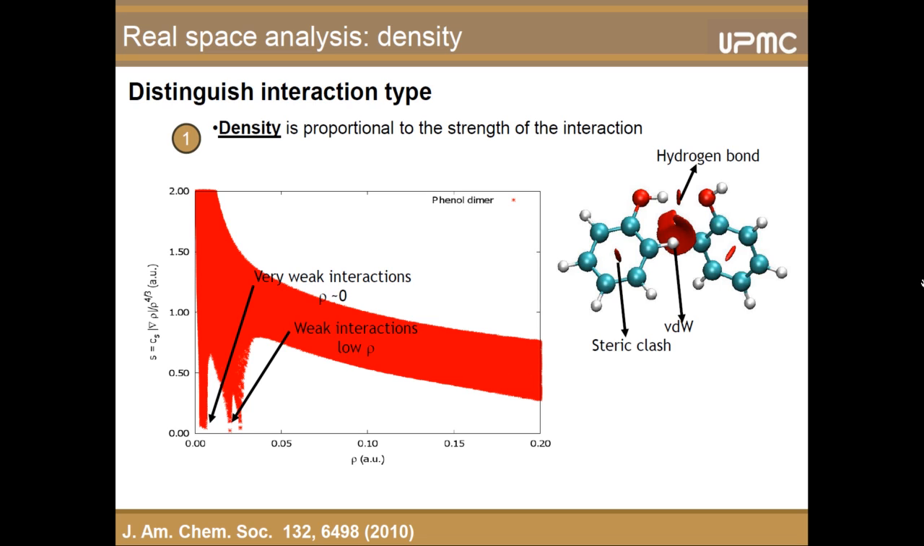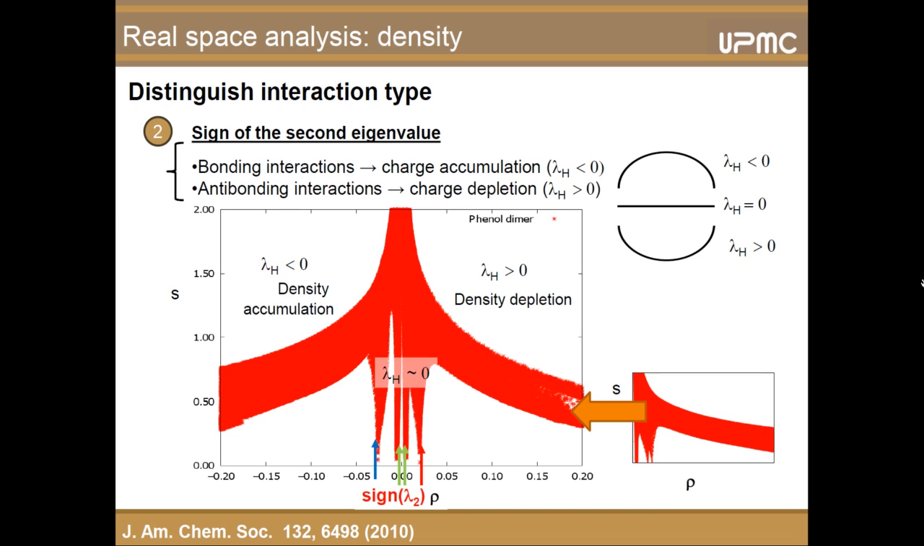And for that, what we use is density derivatives. Basically, when we analyze derivatives, obviously in the main directions, so the eigenvalues, we can see that if we're expecting a bonding interaction, there will be a charge accumulation. If there is repulsion, there will be a charge depletion.